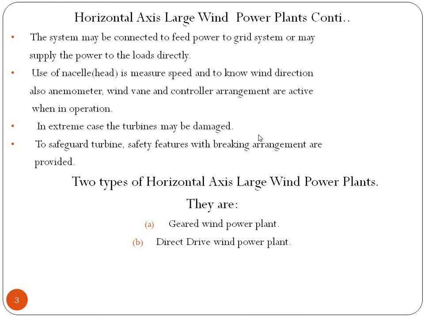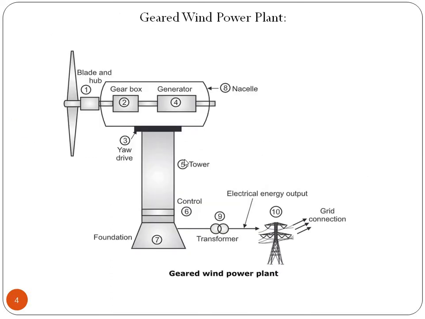Next, in the practical session, you have to draw the schematic diagram shown in the slide, wherein you have the blades and hub, gearbox, generator, yaw drive, foundation, tower, control, transformer, electrical energy output, and grid connection. This is a typical geared wind power plant, and you need to draw the horizontal axis geared wind power plant in a drawing sheet.